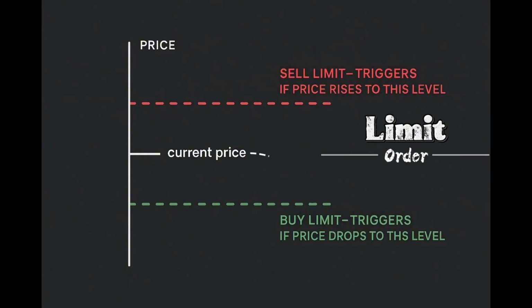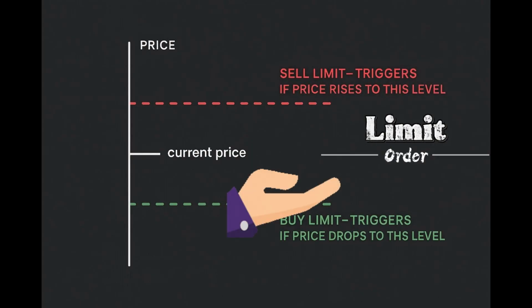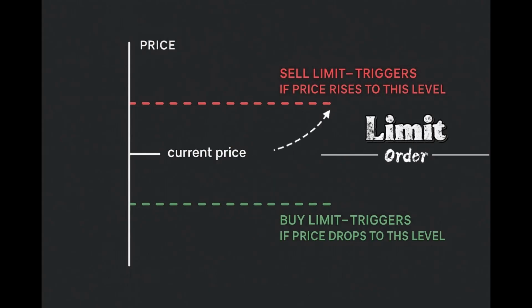For entries, a buy limit is placed below current price waiting for price to come down to you. A sell limit for short entries is placed above current price. For exits, limit orders are your profit targets, where you want price to go. A sell limit above current price takes profit on long positions. A buy limit below current price takes profit on short positions. These are not protective stops, they're your goal destination.